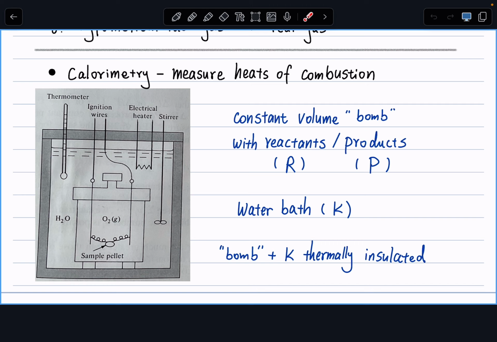So a little bit of the notation: in that constant volume bomb, we have reactant and we have product. For our example here, our reactant will be H2 and Cl2. My product will be HCl. And we call our water bath just big K. So that's the setup for our calorimeter.